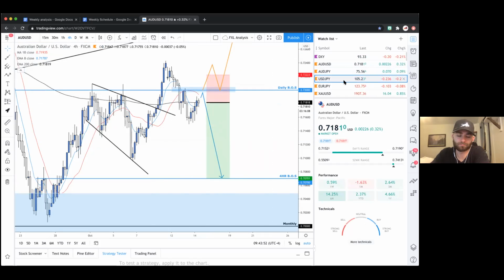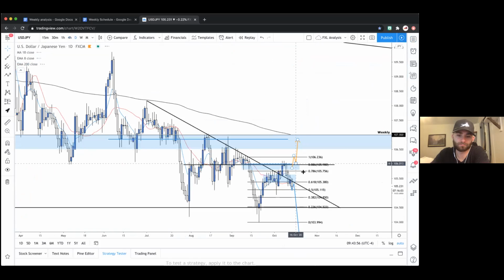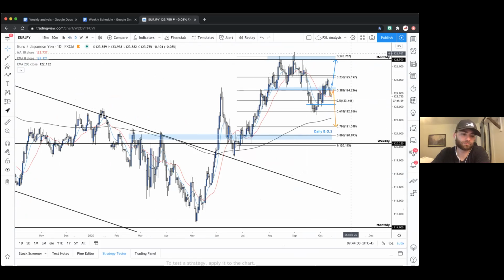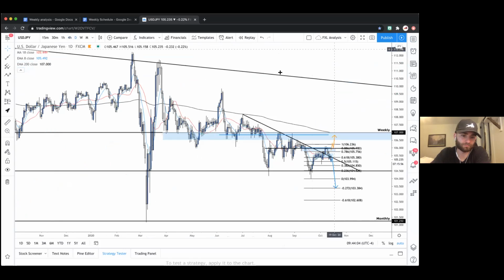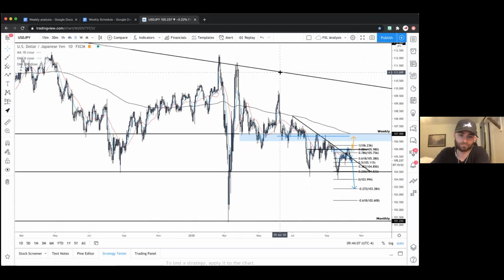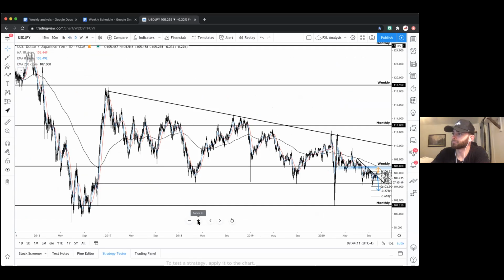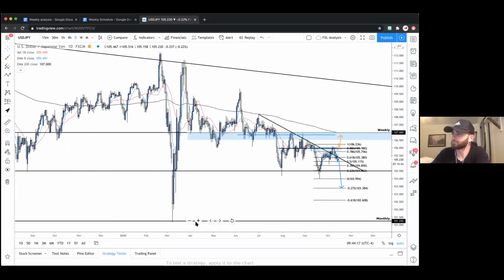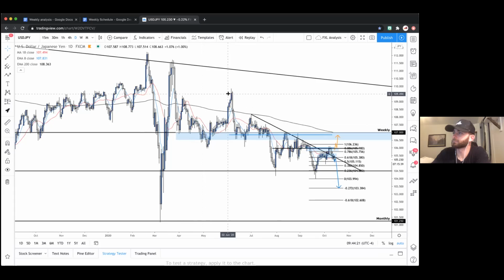Let's move on to UJ. Daily time frame to start. Super bearish, guys. Oops, I just changed my pair. UJ has been super bearish on pretty much all time frames. If we zoom out, we can see off the bat a large ascending triangle, key support at 145 right there. Let's zoom in.